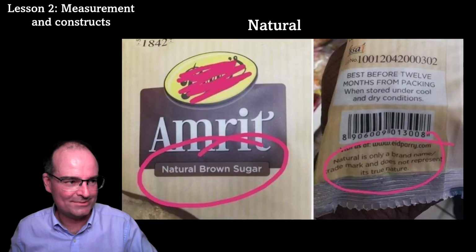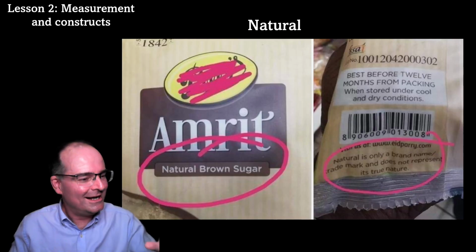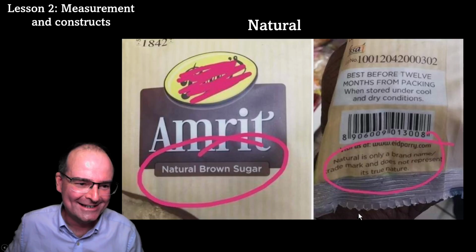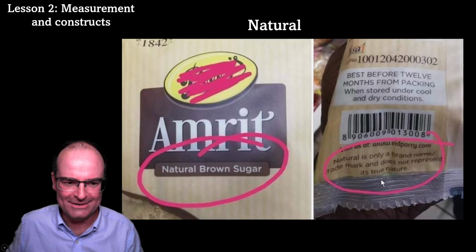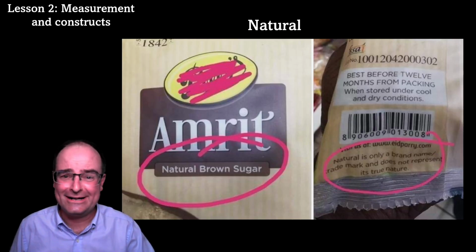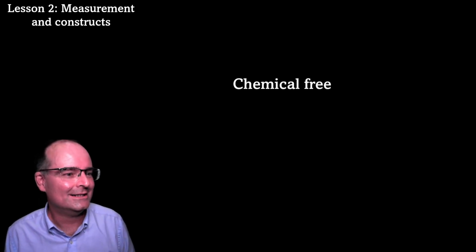Or here's an even more absurd example. A packet of chips which has brown sugar. And it's got "natural" on the front, and then on the back it says, "natural is only a brand name and does not represent its true nature." Please don't get into advertising at the end of your psychology degrees. Have some integrity.